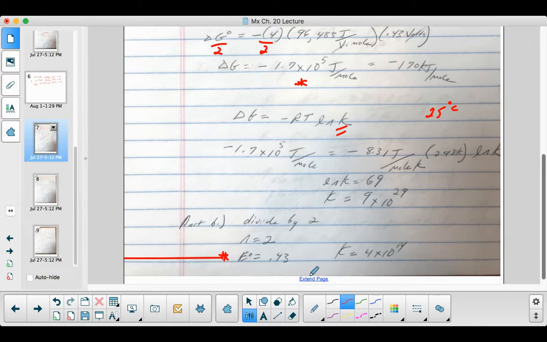And then when you plug into this equation here, your K value comes out to, I did it out, I didn't get 4, I got 3.5 times 10 to the 14th. That does not get cut in half. You have to figure that out by calculation. I'm going to stop there.